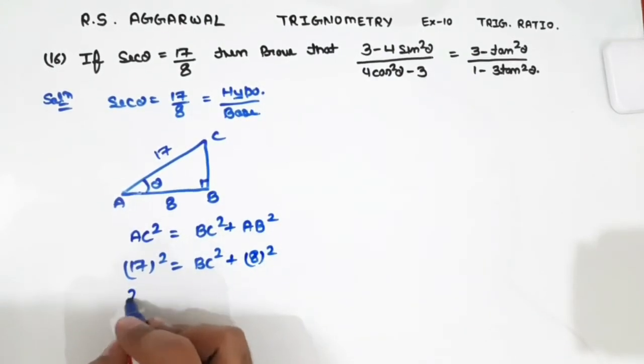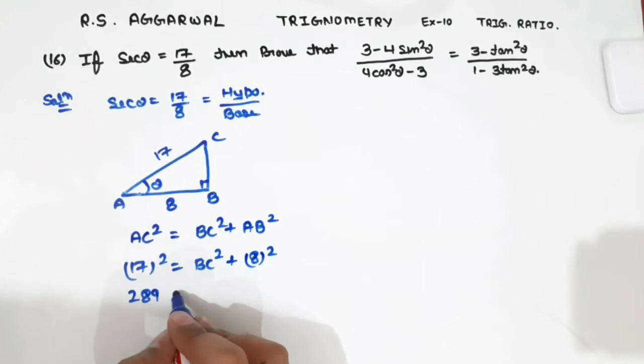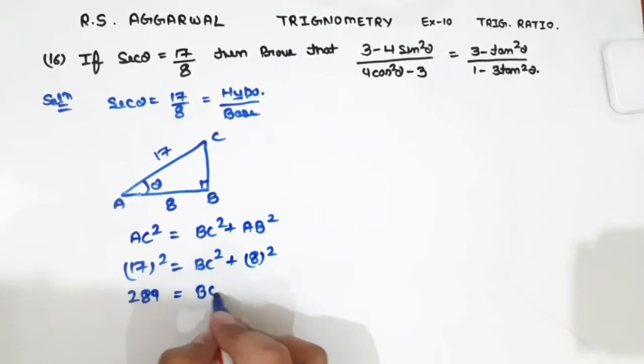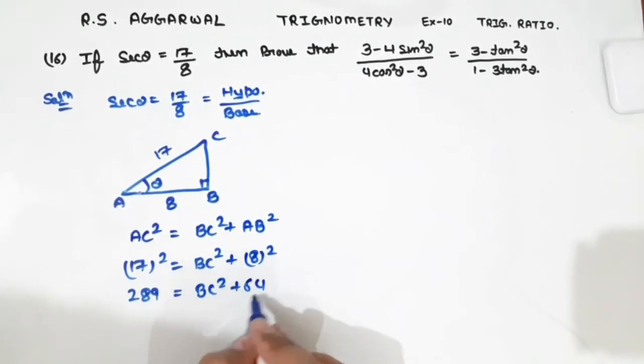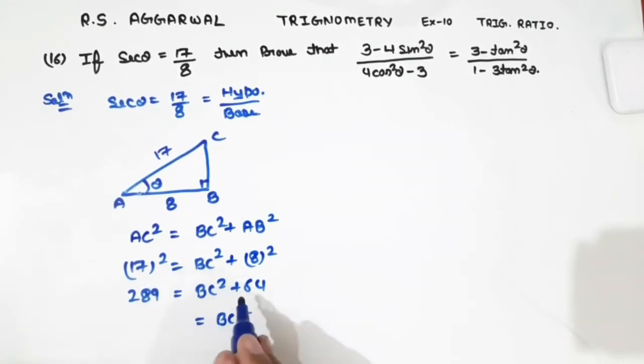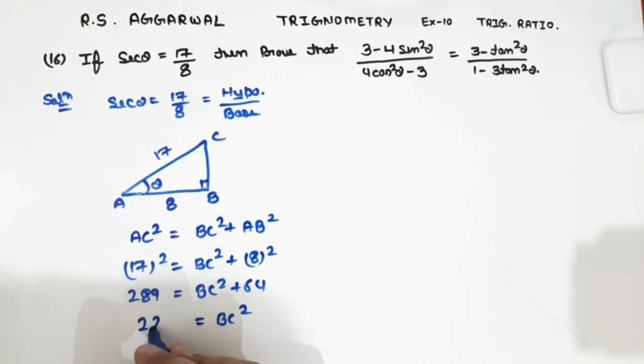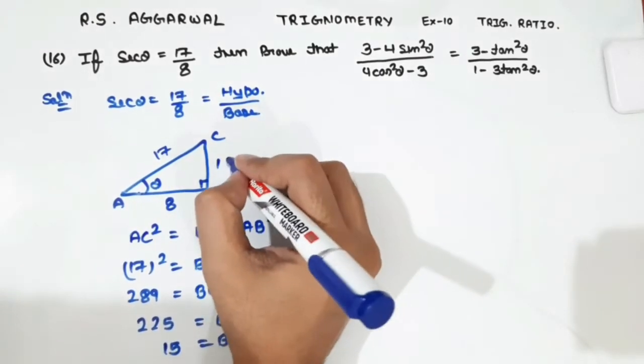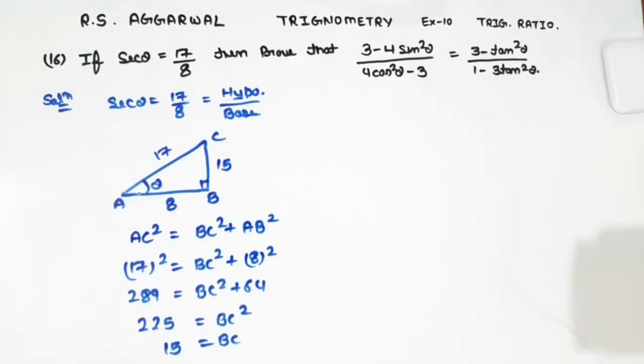17 square will be 289, BC square, and 8 square will be 64. So from here BC square will be 289 minus 64, which is 225. So BC will be under root 225, that is 15. So our perpendicular is 15. Now we have all three sides of the right angle triangle.